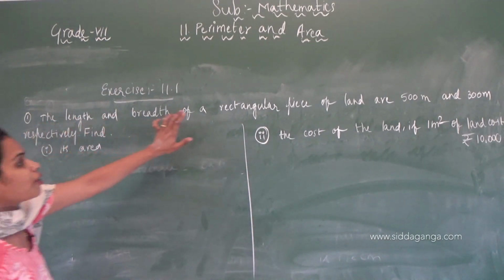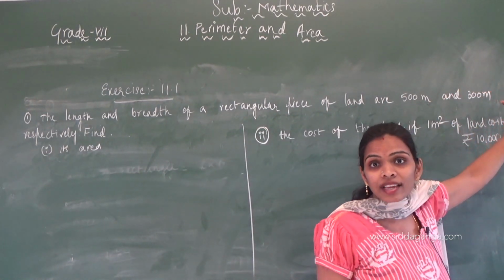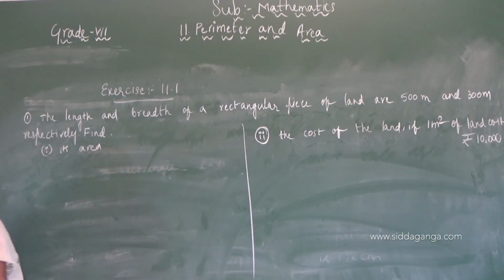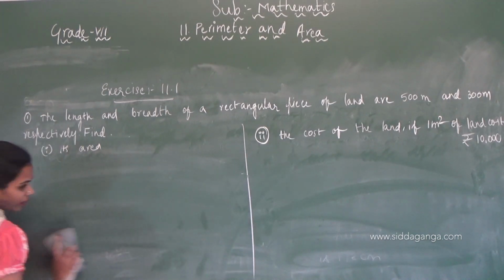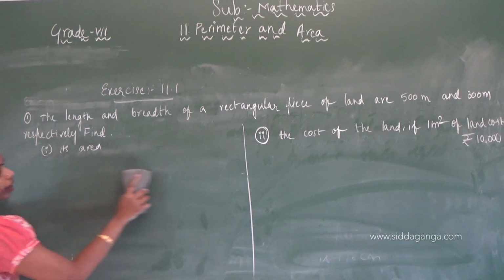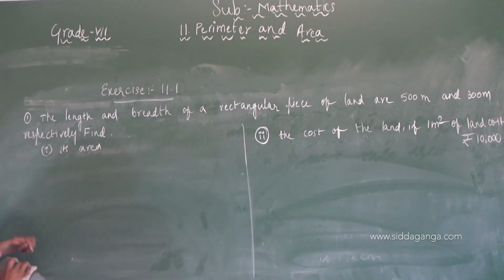The length and breadth of a rectangular piece of land are 500 meters and 300 meters respectively. We have to find its area. We all know the formula to find the area of a rectangle if you know length and breadth: L into B.